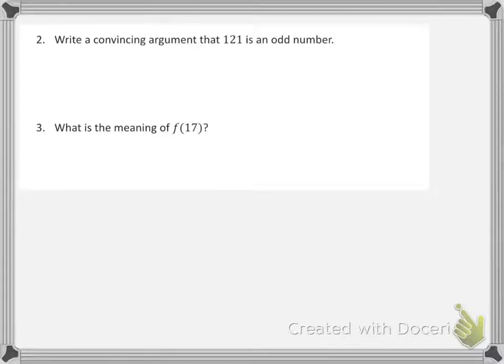I could also think of the columns of dots. 121 would be a column 60 dots high next to a column 61 dots high. It's going to make it an odd number. So a couple different ways you could answer that one. What is the meaning of f of 17? Well, that is the 17th term in the sequence.